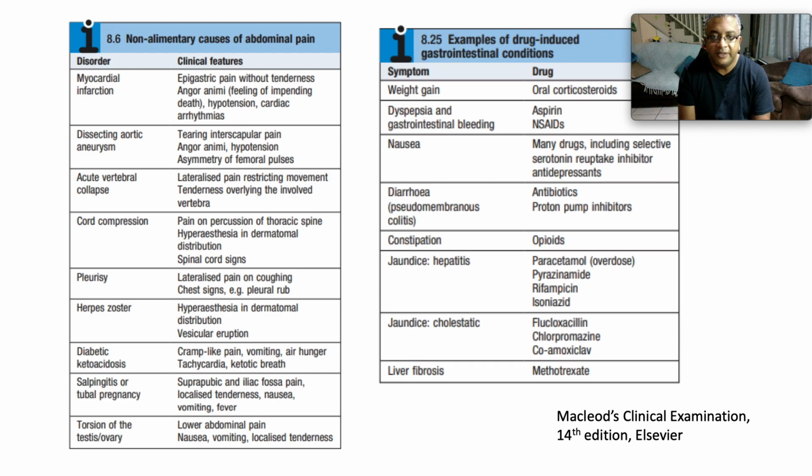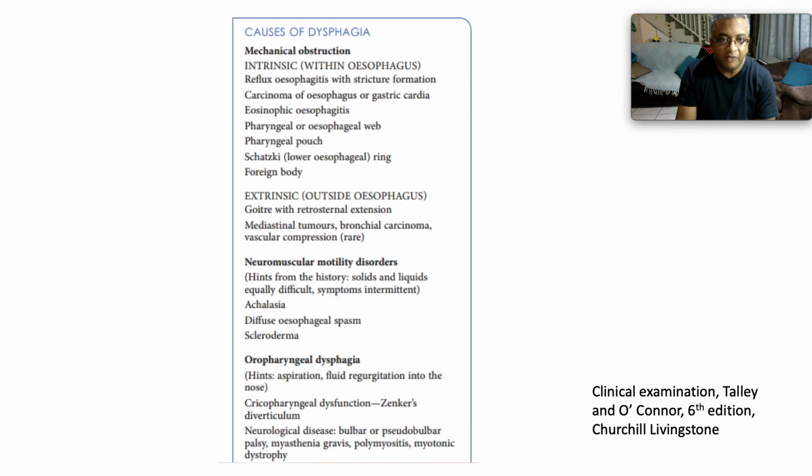Jaundice, and we have hepatitis. Like we know that paracetamol in overdose quantities can cause fulminating hepatitis, as can pyrazinamide, rifampicin, isoniazid, your TB drugs. Cholestatic picture can be caused by flucloxacillin, co-amoxiclav. Watch out, that's commonly prescribed Augmentin right there, causing cholestatic jaundice, chlorpromazine. Liver fibrosis on the back of methotrexate.